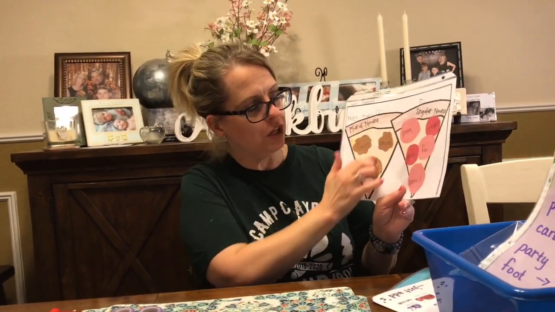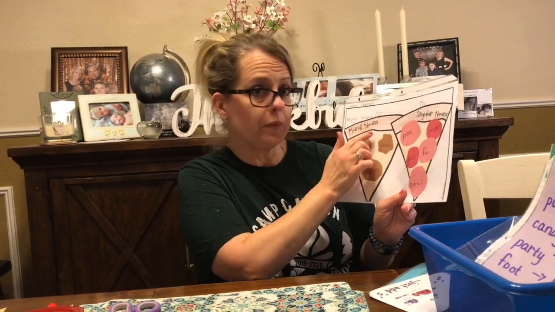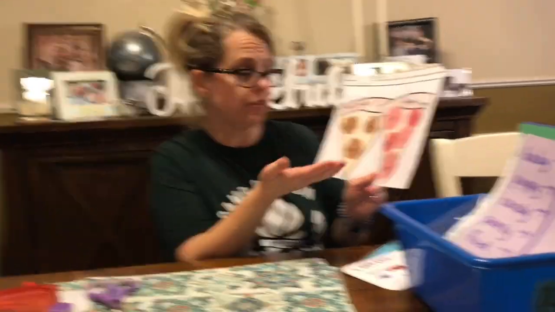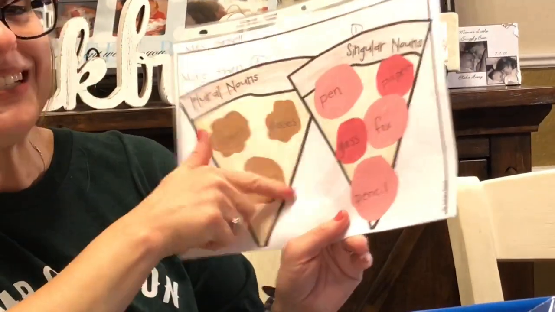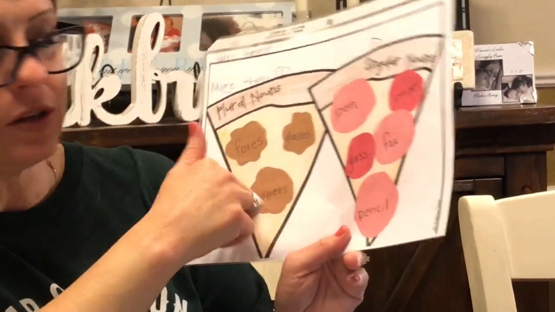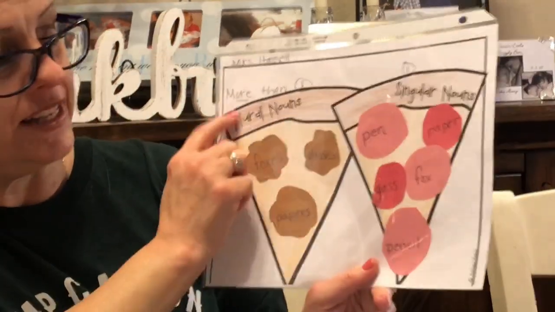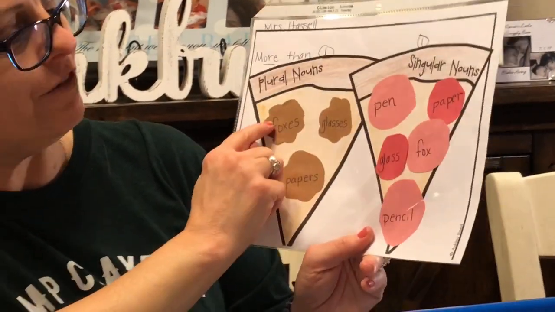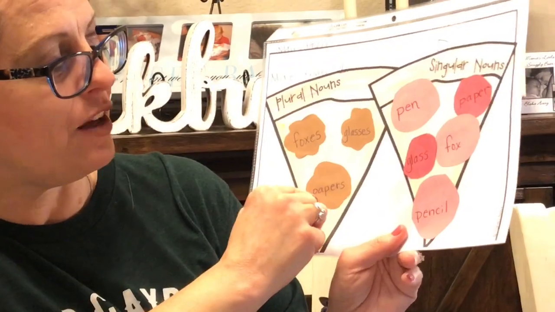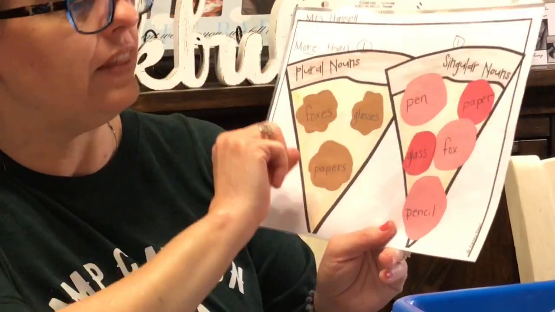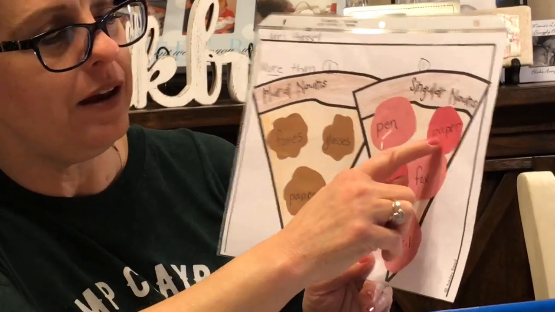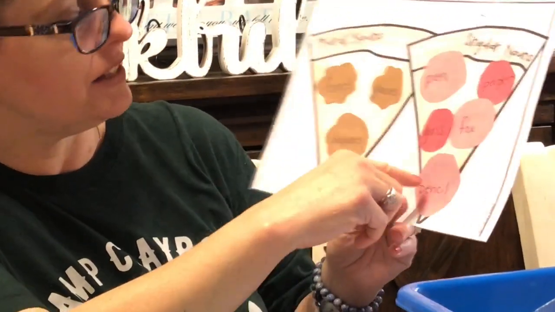You can make a plural pizza, plural nouns. Remember, a noun is a person, place, or thing. Or singular. These are singular. So what I did was I put like meatballs here and I wrote, it says plural, not more than one, so I did foxes, glasses, papers. And then over here, singular nouns, meaning one, think of the word single: pen, paper, glass, fox, and pencil.